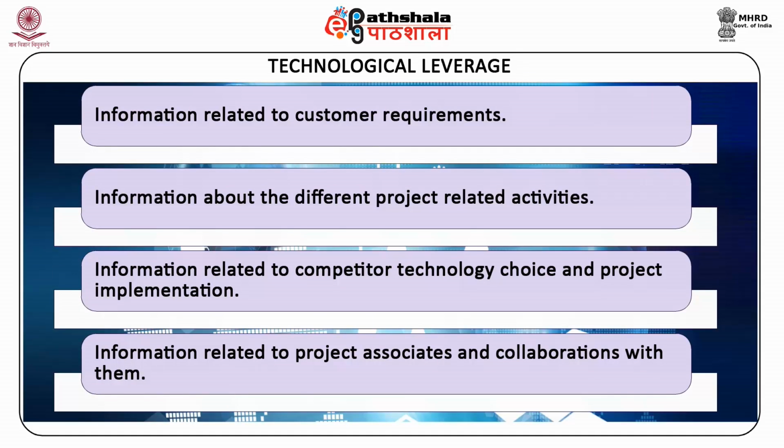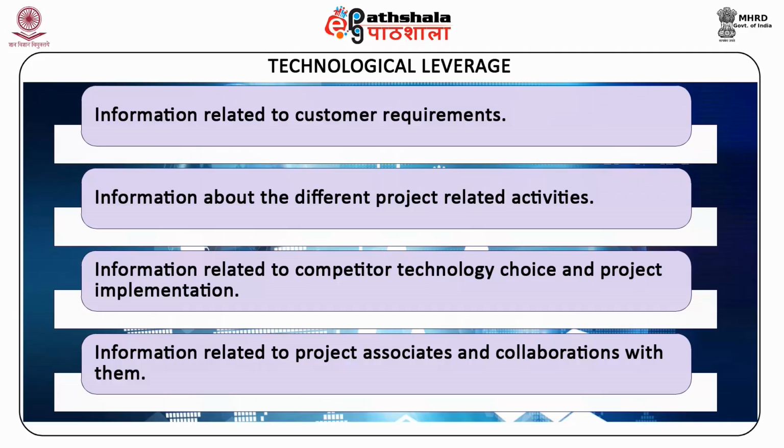Now, we will discuss technological leverage. A strong technology system is based on four principal aspects: information related to customer requirements, information about the different project related activities, information related to competitor technology choice and project implementation, and information related to project associates and collaboration with them. It's easier to establish the first two aspects, but it's much more difficult to manage the other two.